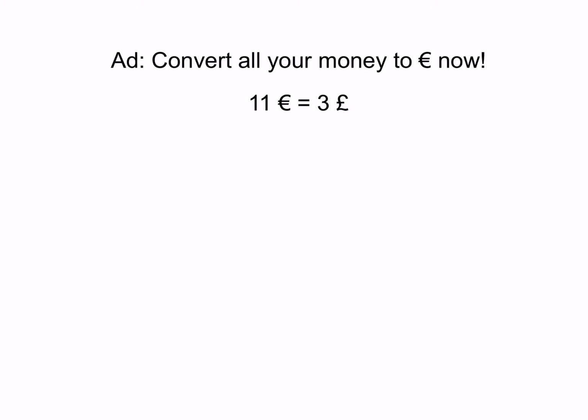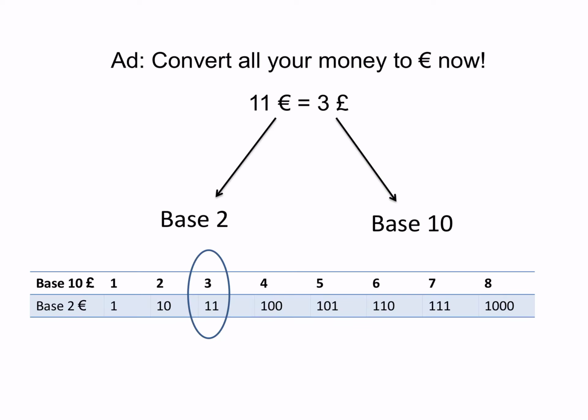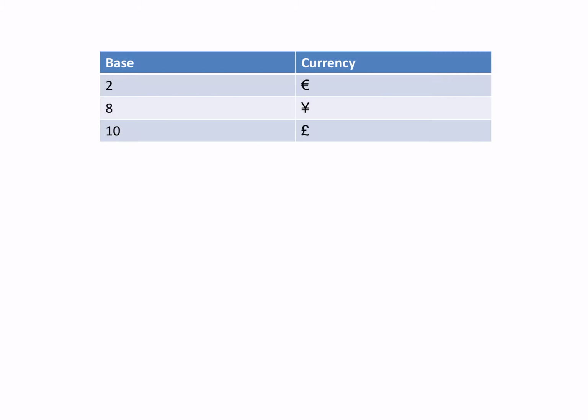And you can do the same to the advertisement, which is talking about euros. From the last equation, we know that the British pound is number base 10. Then here, the euro will be number base 2. And you can do another table to prove that to yourself. And now we have a correspondence between the base and the currency.